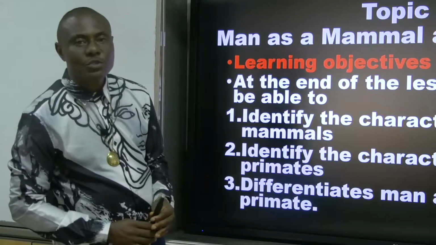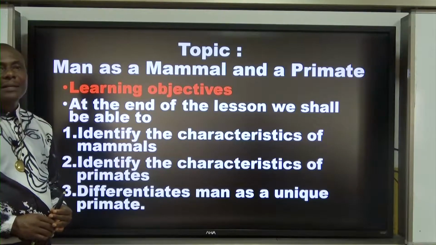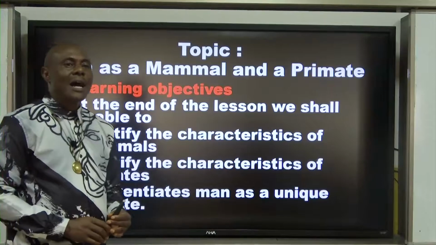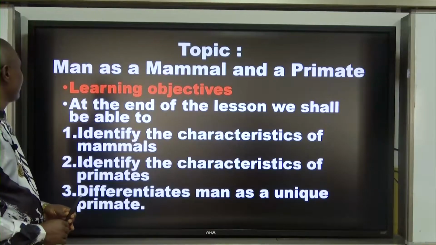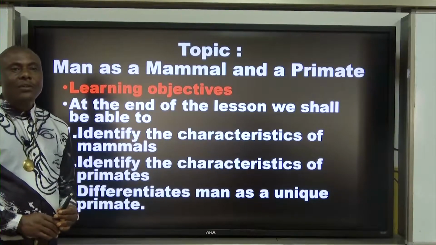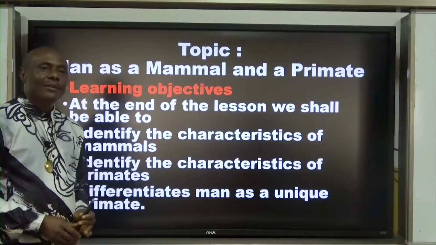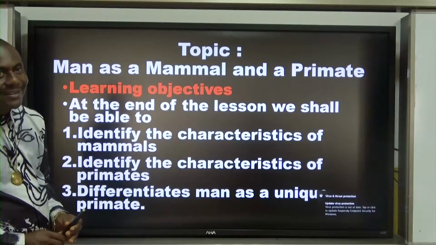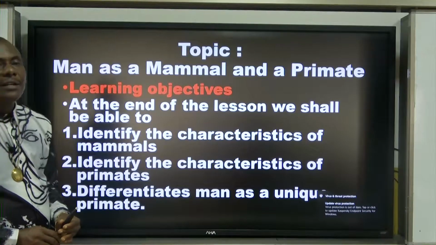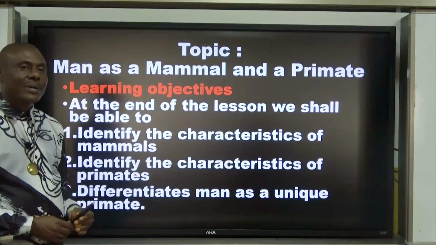We shall be looking at a special topic today that is tagged man as a mammal and as a primate. So we shall be looking at mammals and primates. At the end of this lesson, each and every one of you should be able to identify who is a mammal by their characteristics, and also identify the primates by their characteristics, the organisms we refer to as the primates.